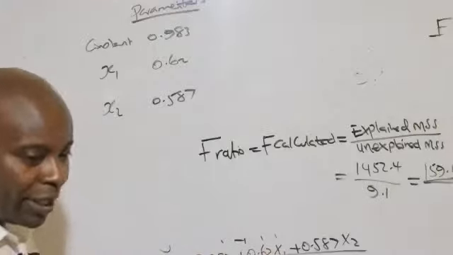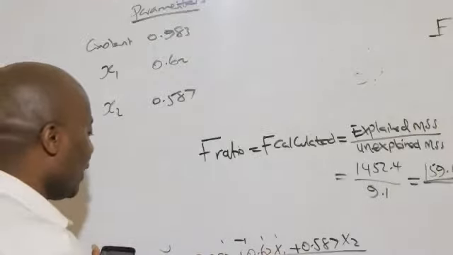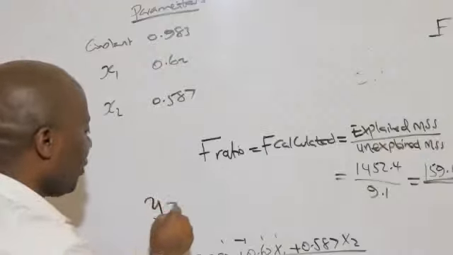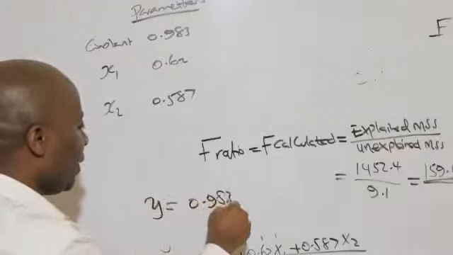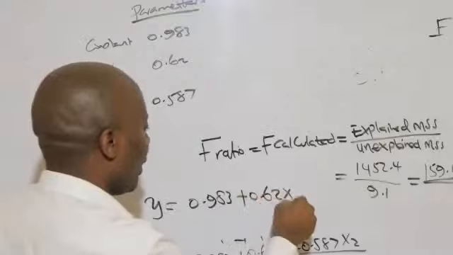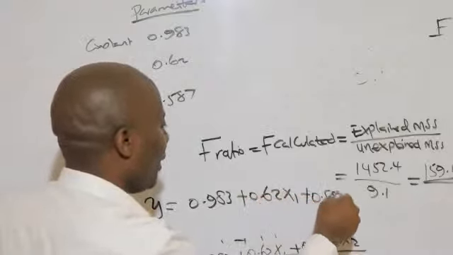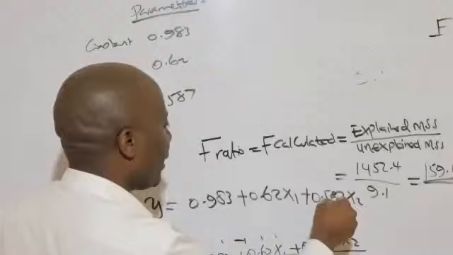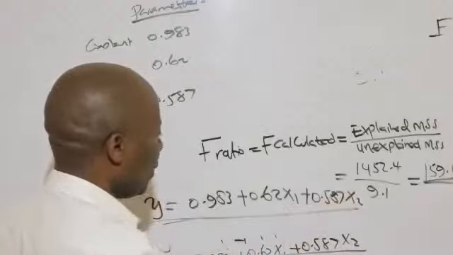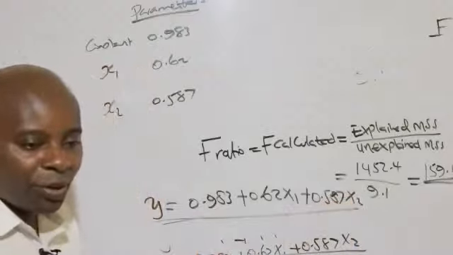So remember, our equation here, if I could write it a little bit up here, is y equals 0.983 plus 0.62 x1 plus 0.587 x2. This is our equation. Now we go to the explanatory power.